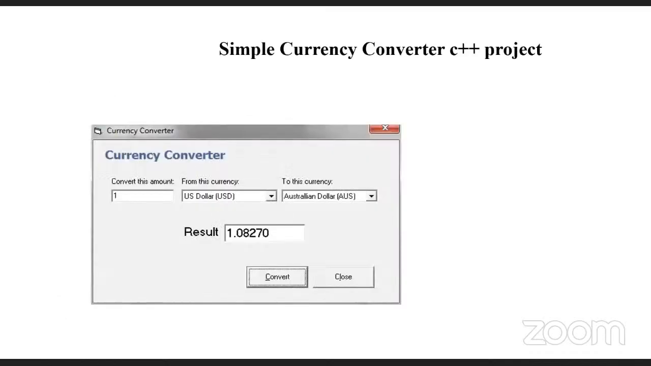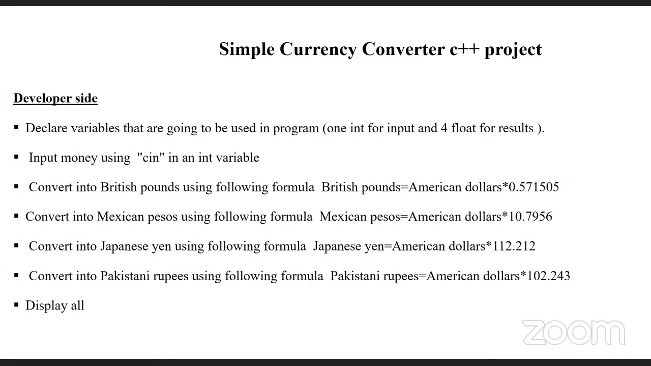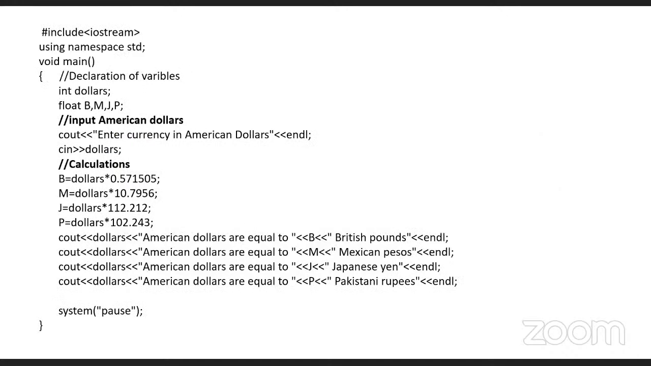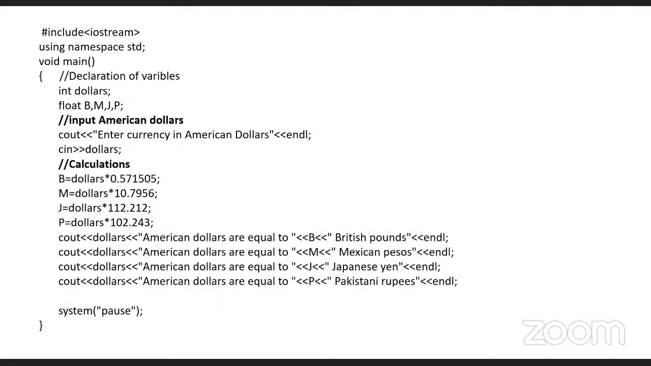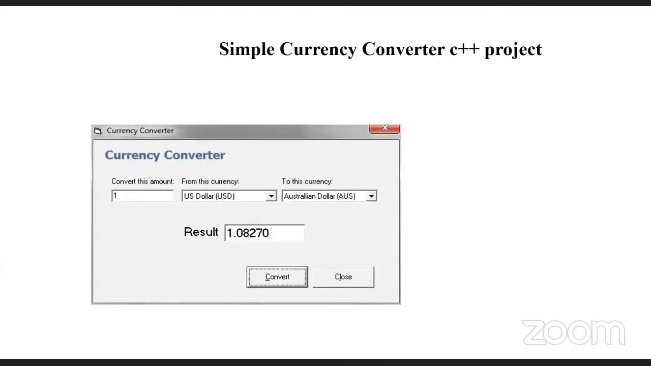If you want to convert to British, you can use 0.57. If you want to convert Mexican, you can use 10.79. If you want to convert Japan, you can use 112.21. If you want to convert Pakistan, you can use 102 rupees. So this is one simple project I have done in C++, a currency converter. If the input is a currency, it is going to convert it into rupees. You can convert Australian, Pakistani or Indian currency as well. This is how I have developed one simple currency converter.